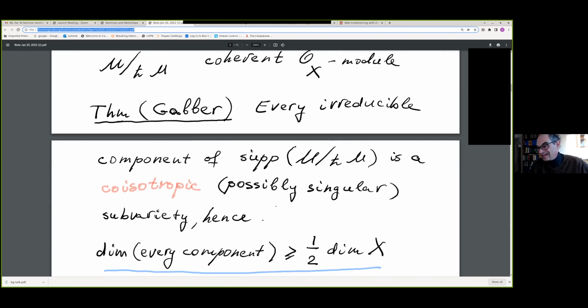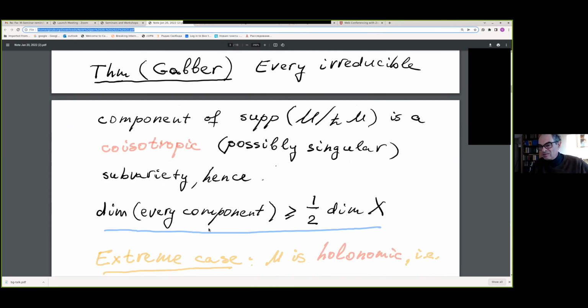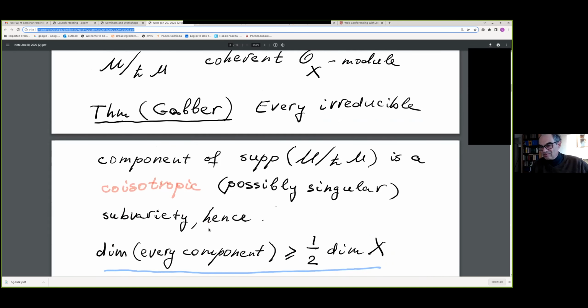Never, unless X is a point. And so the only thing I will use is what's written at the bottom of what you see: every irreducible component of the support has dimension at least 1/2 of the dimension of X. So it cannot be small.